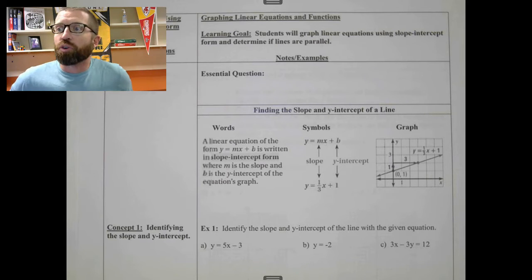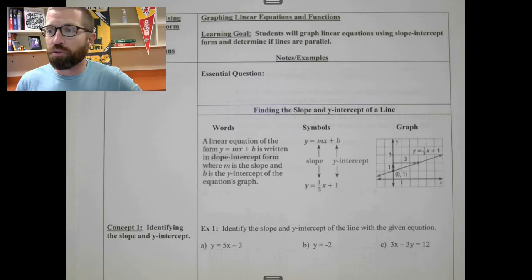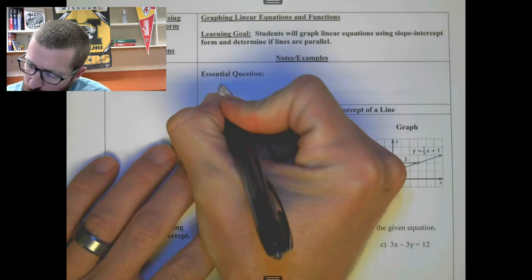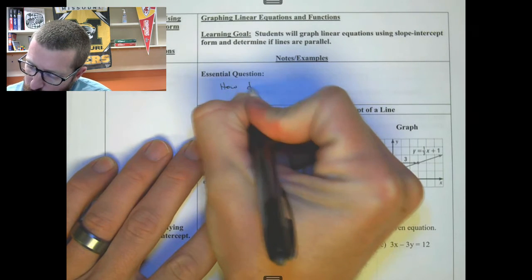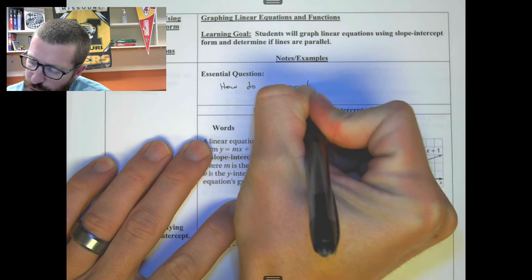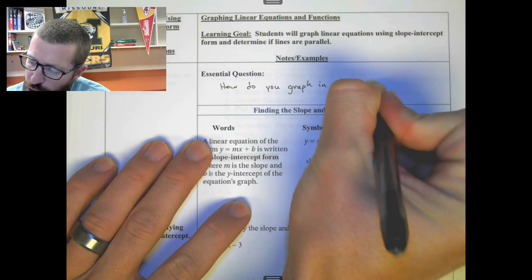In this video, we're going to look at graphing linear functions, and we're going to be doing so with slope-intercept form. And so the essential question is how do you graph a line using slope-intercept form?